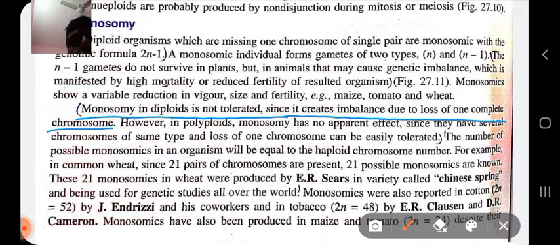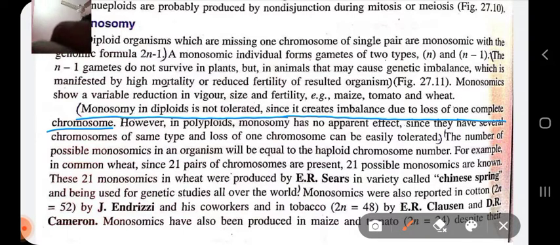So monosomy in diploids is not tolerated since it creates an imbalance in the chromosome constitution due to the loss of one complete chromosome. A complete chromosome is being lost, and that chromosome may have had dominant alleles that show the dominant characteristics. So the other chromosome from that homologous pair will now be expressed, and that may have some lethal or recessive characteristics.